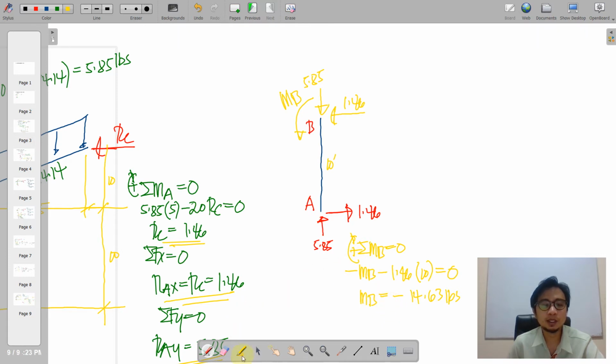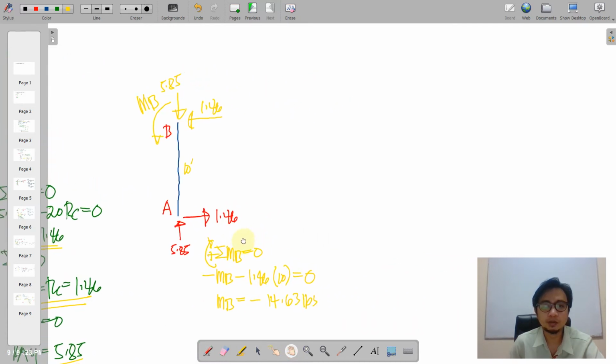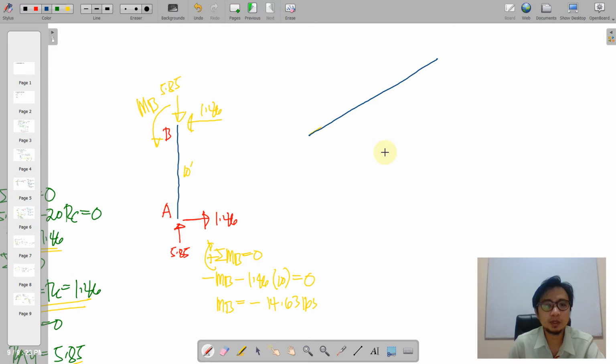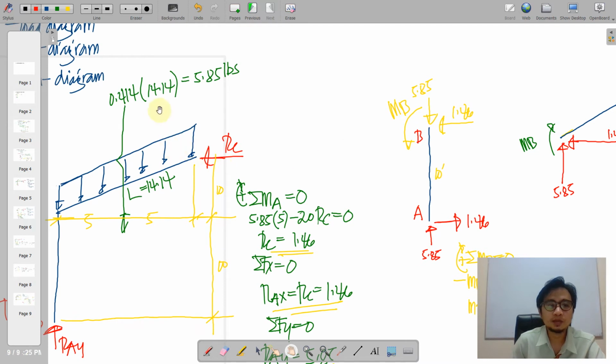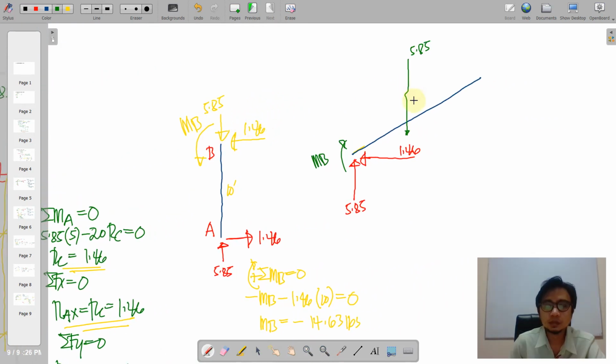Now, proceeding with the next member, say for the beam, we have here the inclined beam. Okay, we reflect all the opposite direction, opposite orientation of this into this. So first, we have the moment that is counterclockwise, so therefore this will be clockwise MB, and this is gonna be an upwards 5.85. Okay, and this is a leftwards 1.46. How about the distributed load here? So a while ago we have resolved that into mother force that is equivalent to 5.85 going downwards, and here it is.